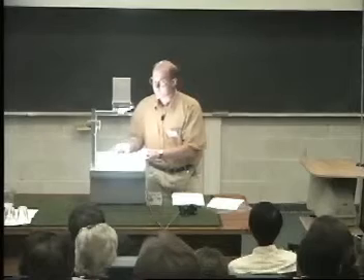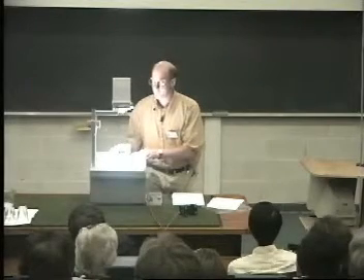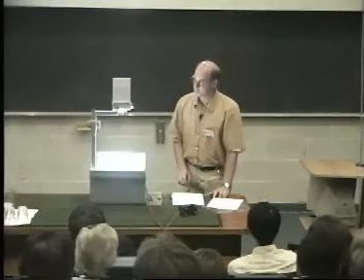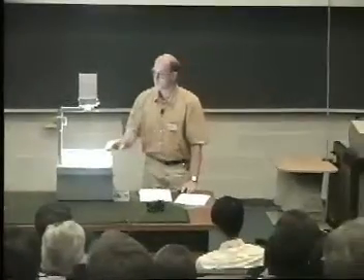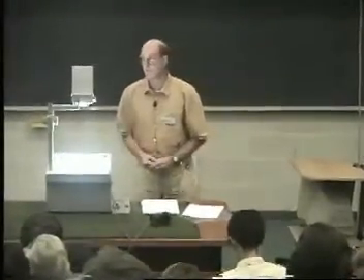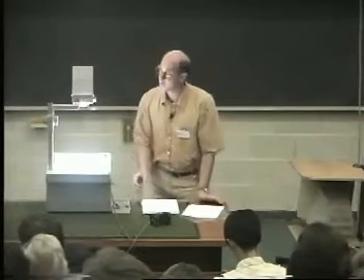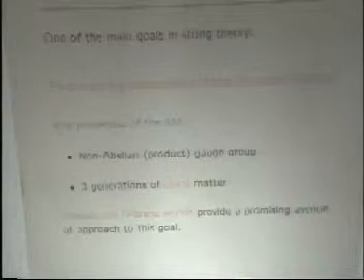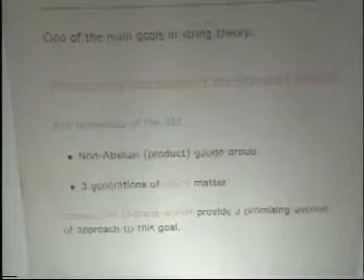So I think we all agree that one of the main goals in string theory is still to find a realization of the standard model. And just to remind you, the key properties of the standard model are that you have to have a non-abelian product gauge group with 3 generations of chiral matter. As we will discuss, and probably as Luis Ibáñez has already convinced you, intersecting brane worlds provide a promising avenue of approach to this goal.